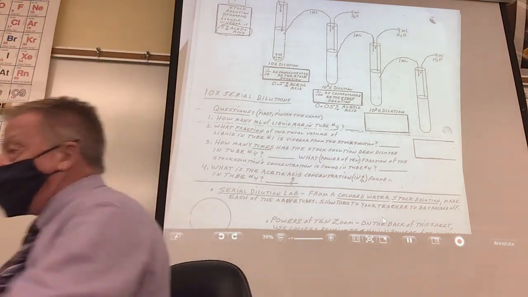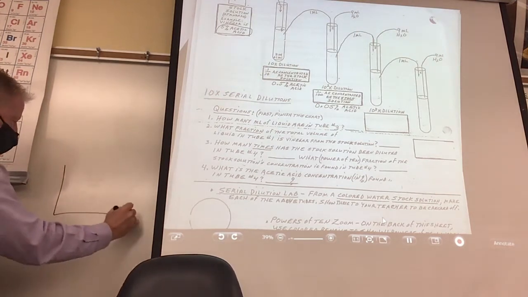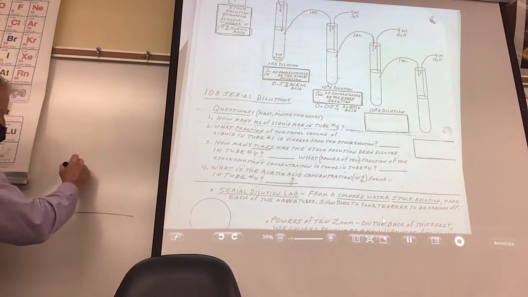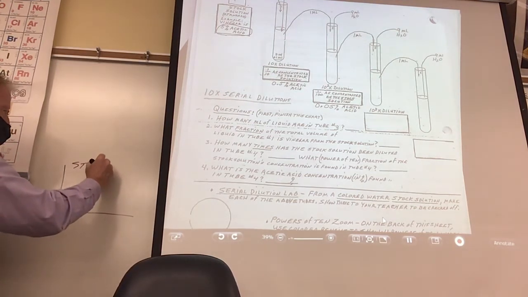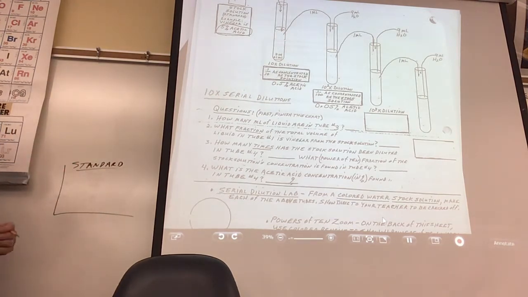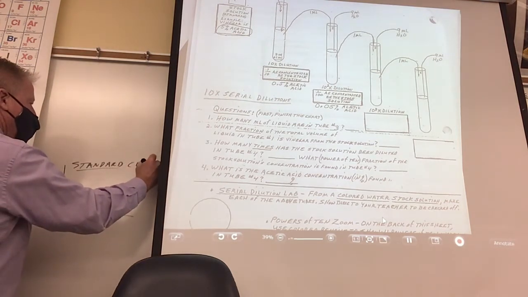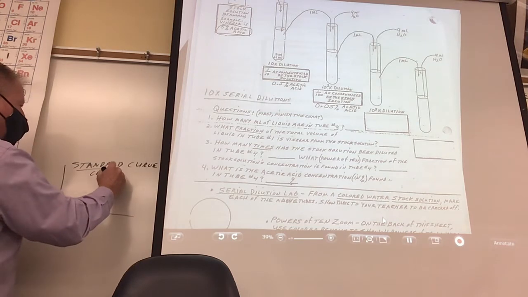Now what that's going to give you is something that looks like this. This is called a standard. Remember, that word standard means you know the concentration. You can be sure that's what it is because you made it. A 1 kilogram mass is a standard because I trust that the company tested it. Get that? So when you make your own standard, this is called a standard curve, also known as a calibration curve.